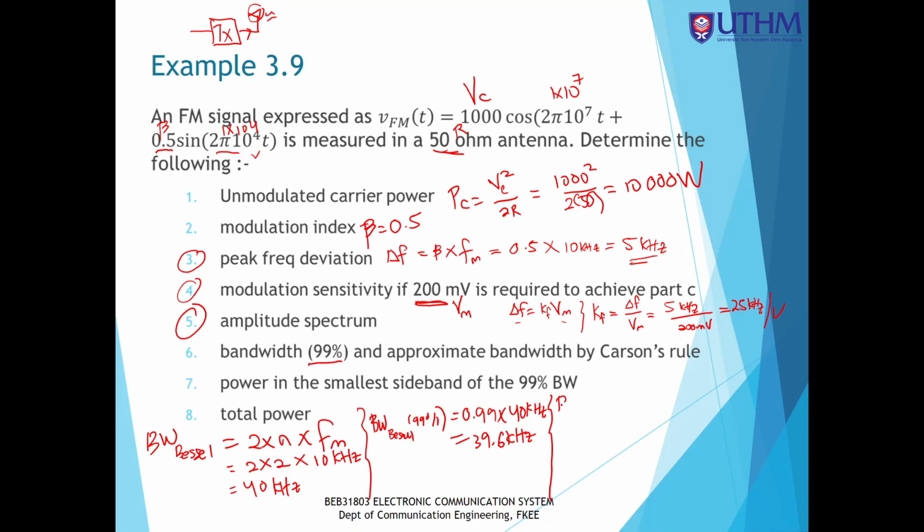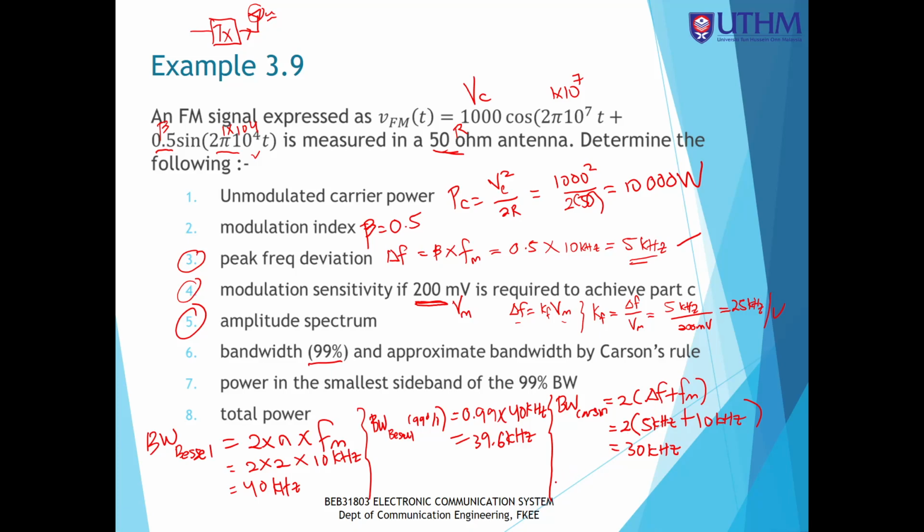What about bandwidth by Carson? It is equal to 2 times (delta F plus Fm). Delta F we already got from question number 3, which is 5 kilohertz, plus 10 kilohertz. So 15 times 2, we get 30 kilohertz. Please correct me if I'm wrong in the calculation. Tolong betulkan saya kalau saya ada buat careless mistake.